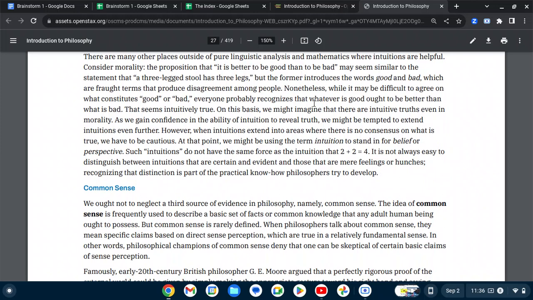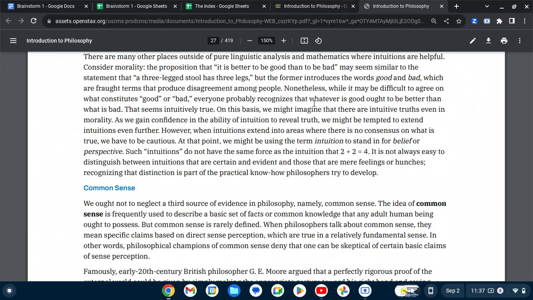Consider morality. The proposition that it is better to be good than to be bad may seem similar to the statement that a three-legged stool has three legs, but the former introduces the words good and bad, which are fraught terms that produce disagreements among people. Nonetheless, while it may be difficult to agree on what constitutes good or bad, everyone probably recognizes that whatever is good ought to be better than what is bad. That seems intuitively true. On this basis, we might imagine that there are intuitive truths even in morality.